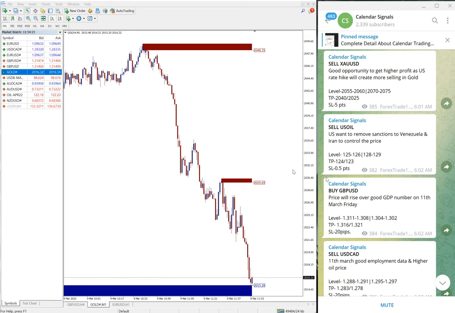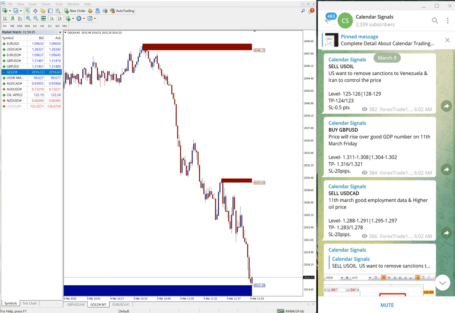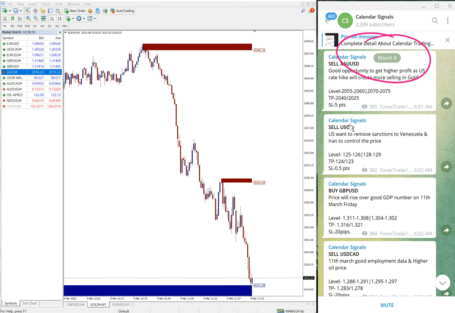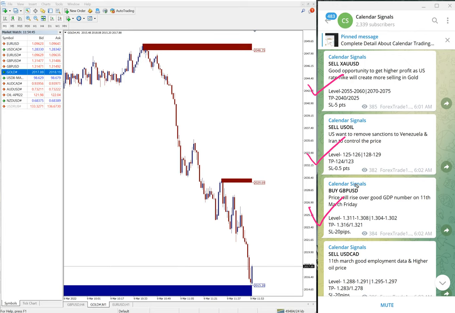Today we are going to show you the performance of our today's calendar signal. Today is March 9th. You can see the date pop up here as I scroll. March 9th, which is today's date. And today we gave these following signals. Sell XAUUSD, which is sell gold. Then sell USOIL, buy GBPUSD and sell USDCAD. These four signals given today.